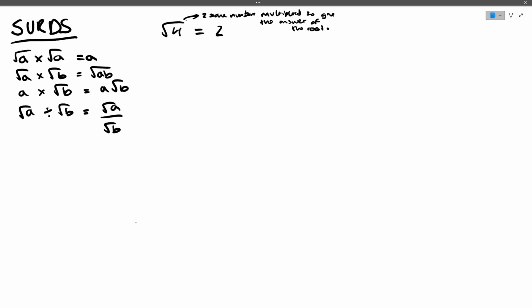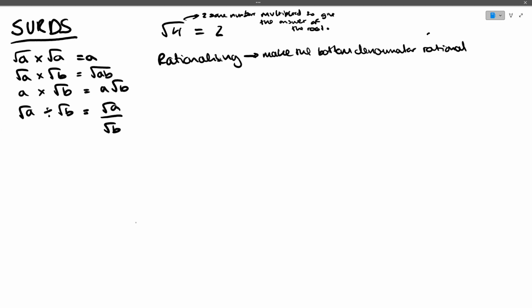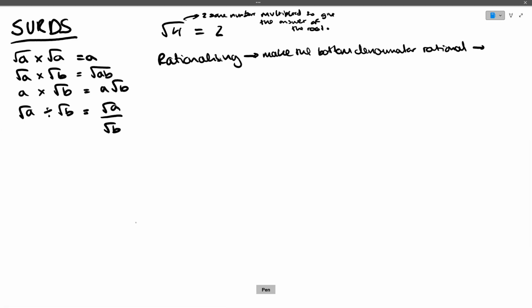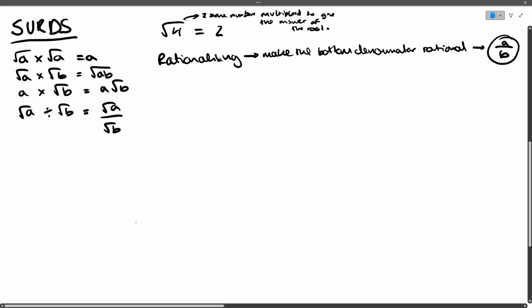Just leave it as that. And then another term that we need to know is rationalizing, which just means make the bottom, the denominator, rational, which is divisible or just like an integer. An integer. So for example, a over root b, that's something that we kind of want.